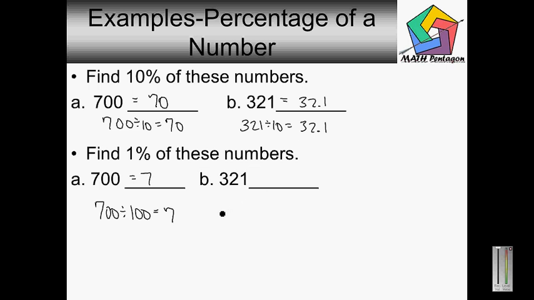Now we have 321. So 321 divided by 100, and we can put that in our calculator, is going to give us 3.21. So the answer to this would be 3.21. So finding 1% of 321 is equal to 3.21.